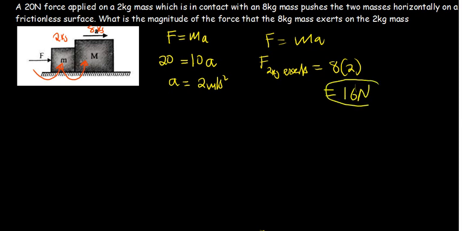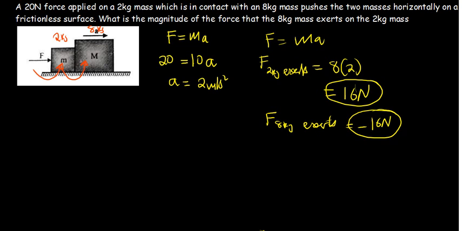Now, the force that the 2 kg mass exerts on the 8 kg, according to Newton's third law of motion, is equal to the force that the 8 kg mass exerts on the 2 kg mass, but they will have opposite directions, so that will be negative 16 newtons. But in this question, we are just looking for the magnitude and not the direction. Therefore, the answer is going to be 16 newtons.